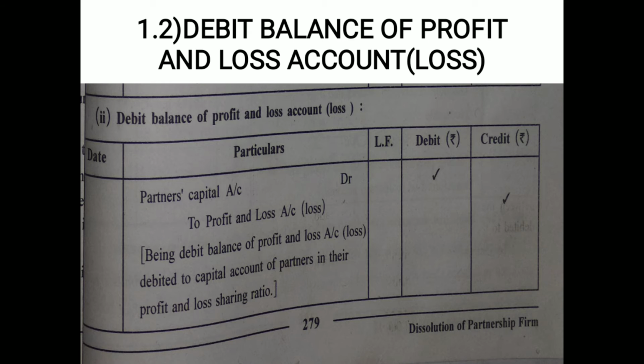Let us see which is the second point in the first topic. It is the debit balance of profit and loss account, which is loss. This is given in the balance sheet on the asset side, which indicates loss. So at the time of loss, partners' capital accounts are to be debited and profit and loss account is to be credited.